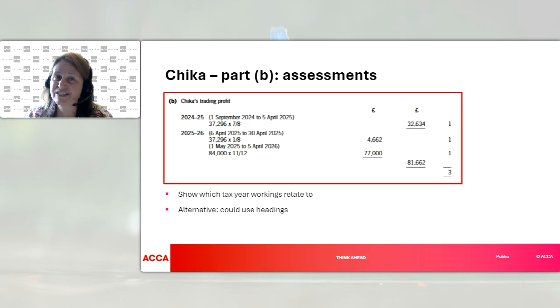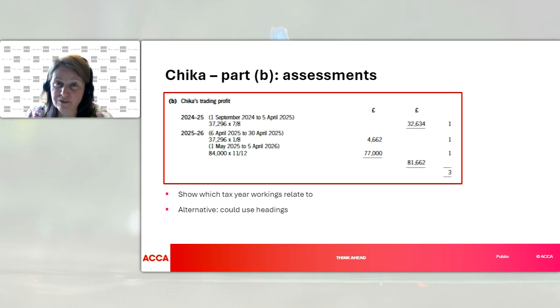So you apportion to find the profits that fall between the 6th of April and the 5th of April. Because this was a new business, we started from the date of commencement in the first year, and then we've got 12 months' worth of profits taxed in the second year. The examiner said that this wasn't particularly well done and advised that you have a look at the model answer.